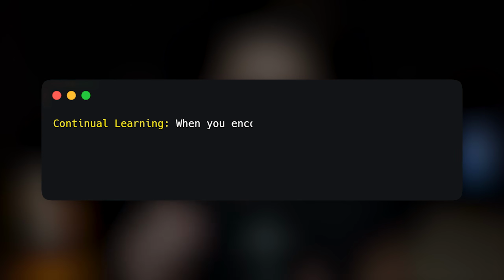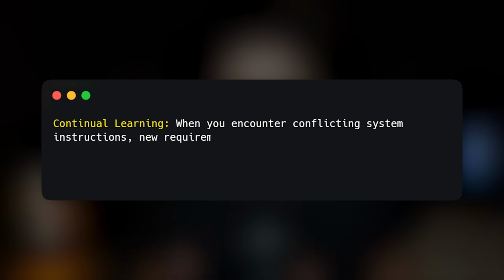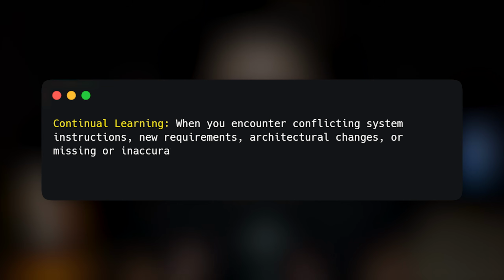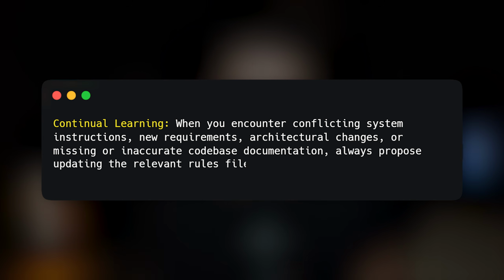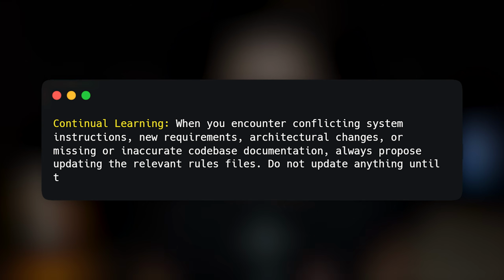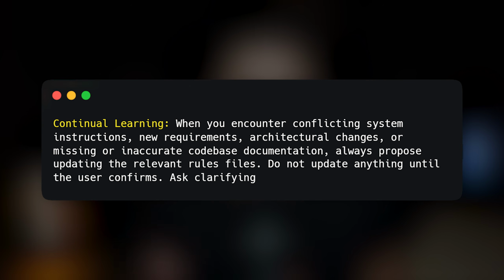So here's the rule. Continual learning. When you encounter conflicting system instructions, new requirements, architectural changes, or missing or inaccurate code-based documentation, always propose updating the relevant rules files. Do not update anything until the user confirms. Ask clarifying questions if needed. Essentially, this rule makes your agents automatically tell you when the context needs to be updated.